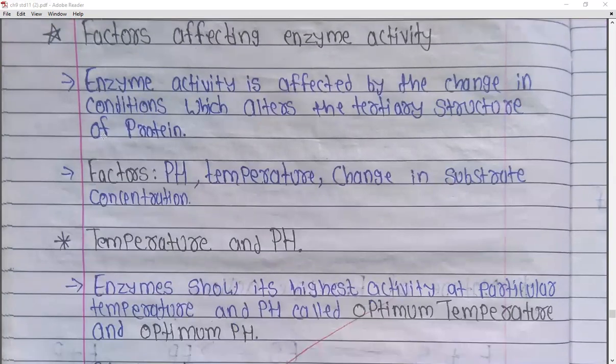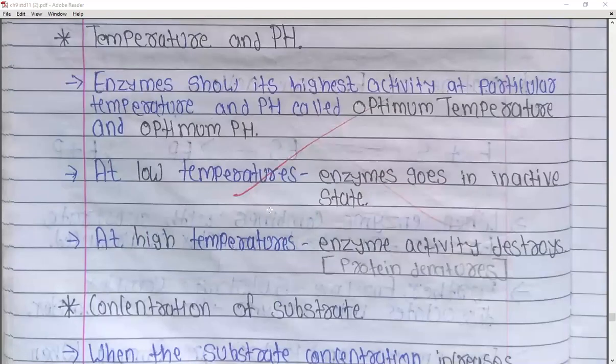The factors which affect enzyme activity are pH, temperature, and the change in substrate concentration. We are going to see the three of them in detail. First we will see the temperature and the pH. Enzymes show their highest activity at a particular temperature and pH, which is called the optimum temperature and optimum pH.